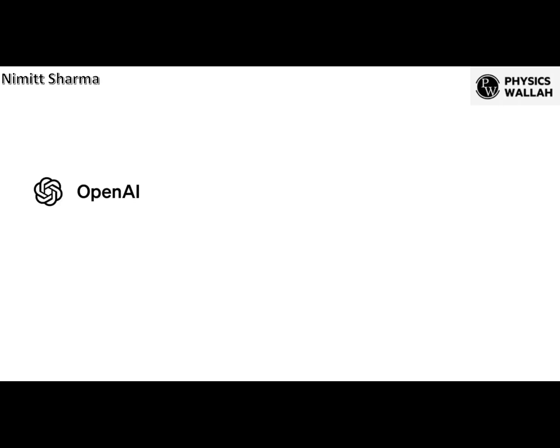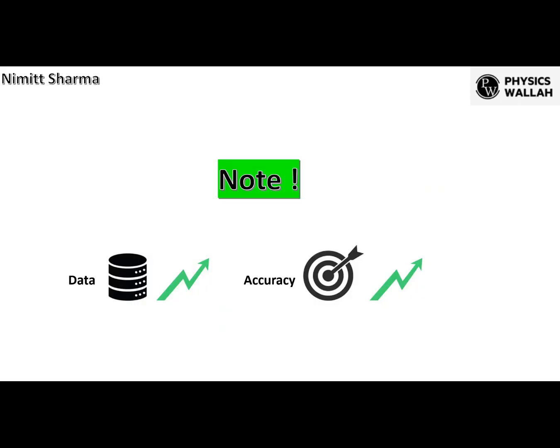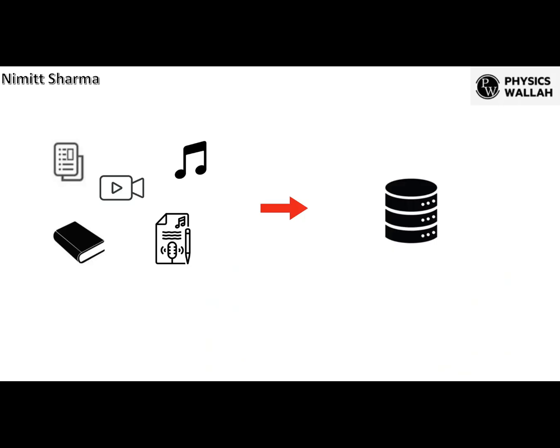Companies like OpenAI, Google, and Meta have spent years collecting gigantic datasets. And here's the simple rule: the more diverse and bigger your dataset, the smarter your AI model becomes. They scrape text, videos, images, audio, articles, blogs, books, YouTube transcripts, and even more reports. Basically, every piece of information humans have created.